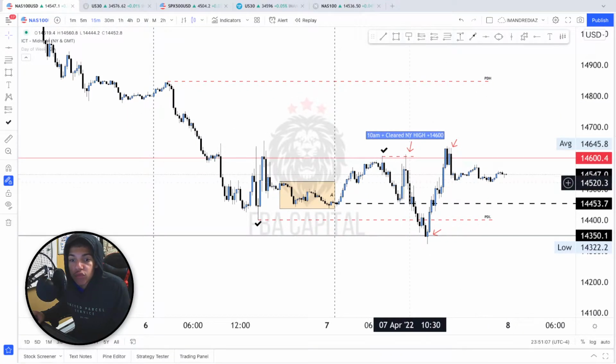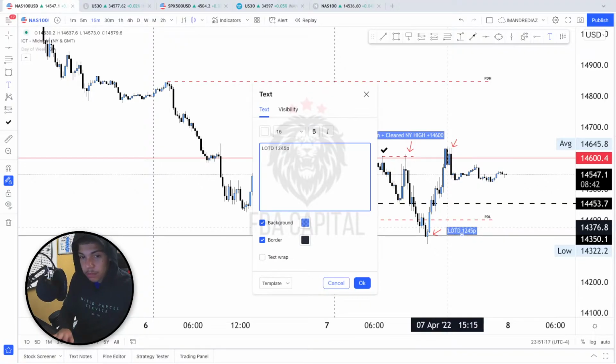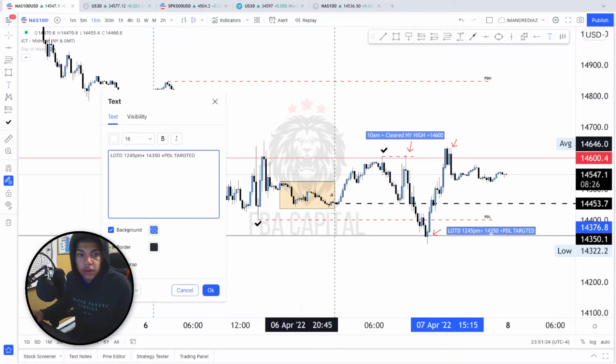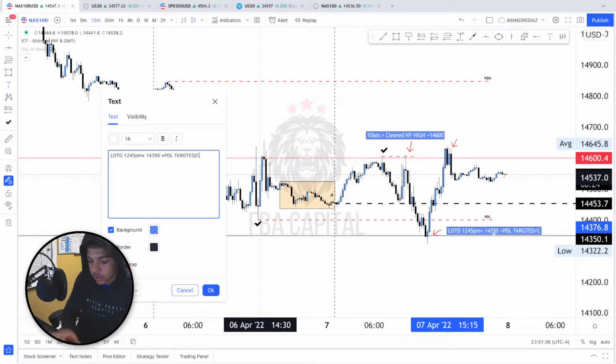So now that we have this, we cleared the high at the 14,600 big figure level. This is when price ran below and came all the way down here. And this is kind of what I meant by we moved in reverse. So now we're going to annotate down here. Like I said, we have the low of the day at 12:45 p.m. Plus, we traded into the 14,350 mid-figure level. Along with what else do we have? We cleared the previous day's low. So previous day's low, target it. So I'm going to put in slash cleared.